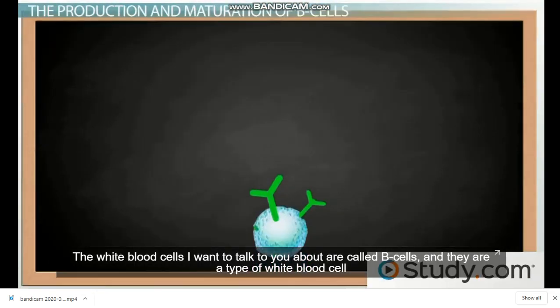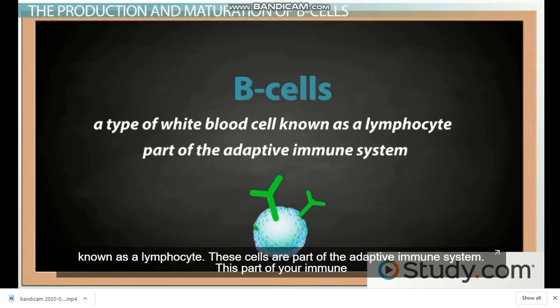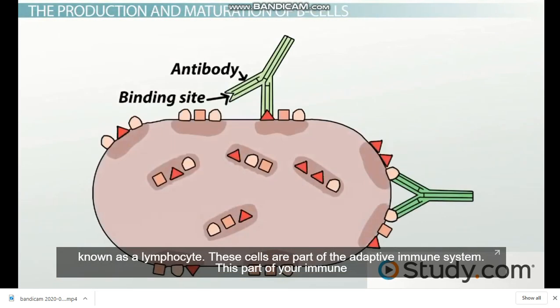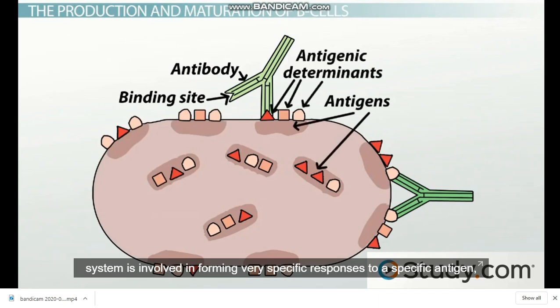The white blood cells I want to talk to you about are called B cells, and they are a type of white blood cell known as a lymphocyte. These cells are part of the adaptive immune system. This part of your immune system is involved in forming specific responses to a specific antigen, which are the recognizable parts of a virus, bacteria, and so on.